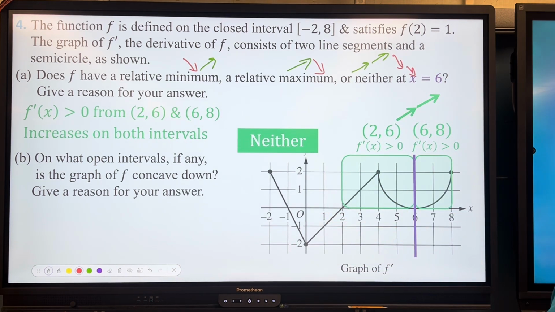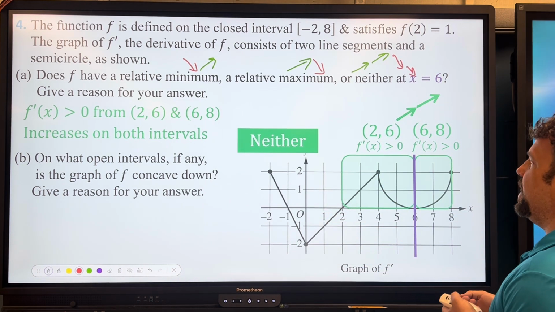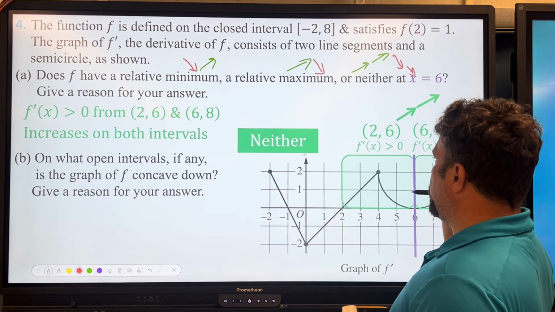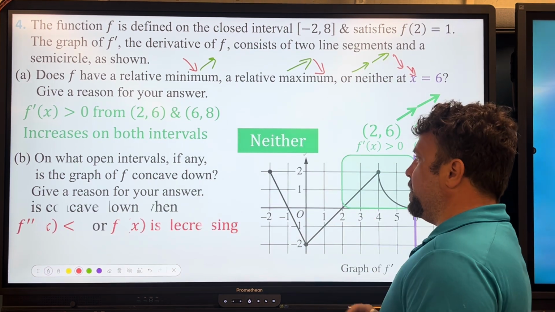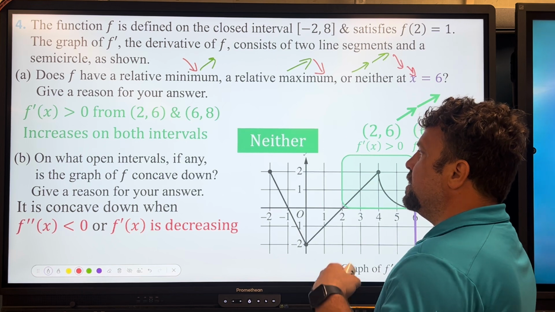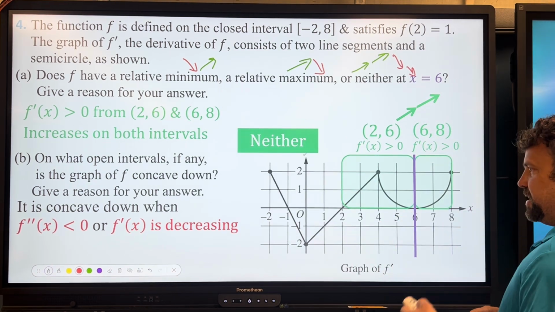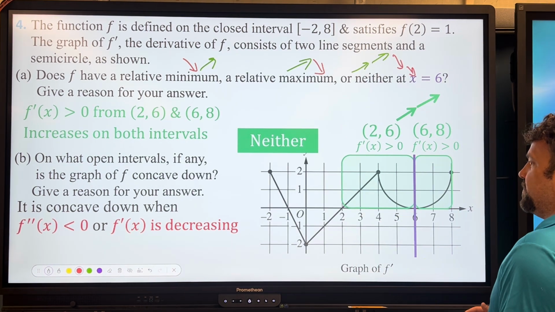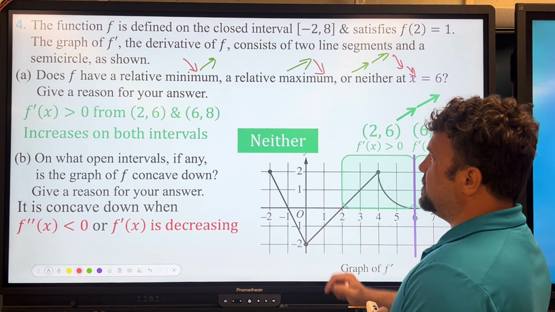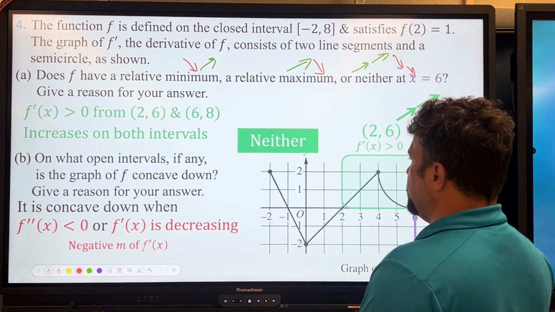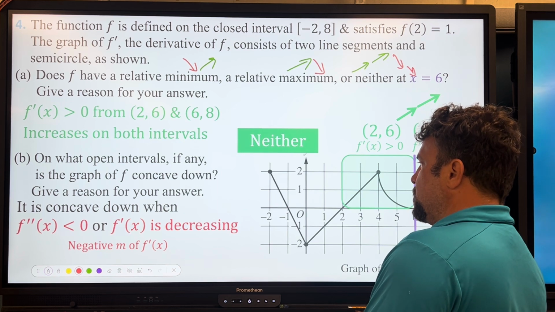Second one, on what open intervals is the graph concave down? Now it's concave down when your derivative graph is decreasing, okay? So when the derivative graph has a negative slope, that's when it has a negative concavity. So now we're looking to see, when is this graph going down? Well, it's the negative slope of f prime x.